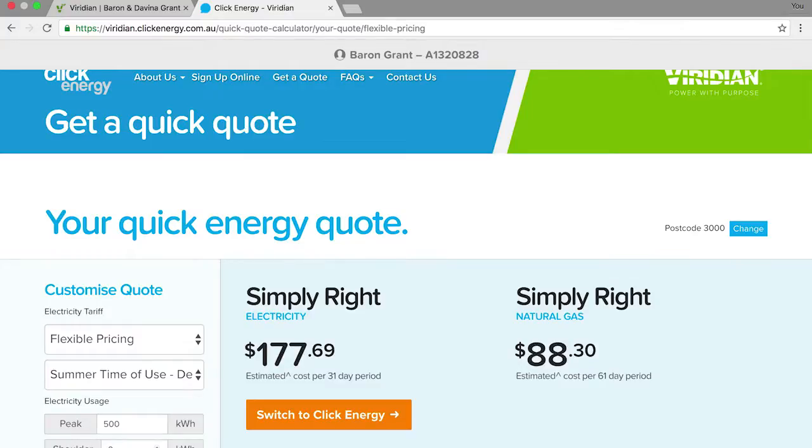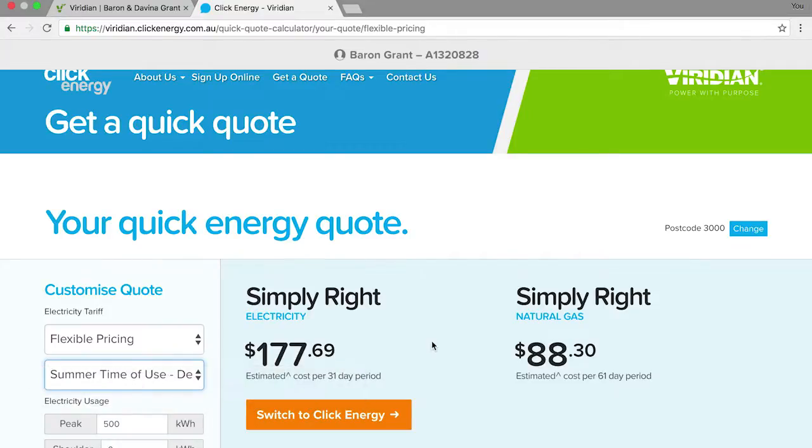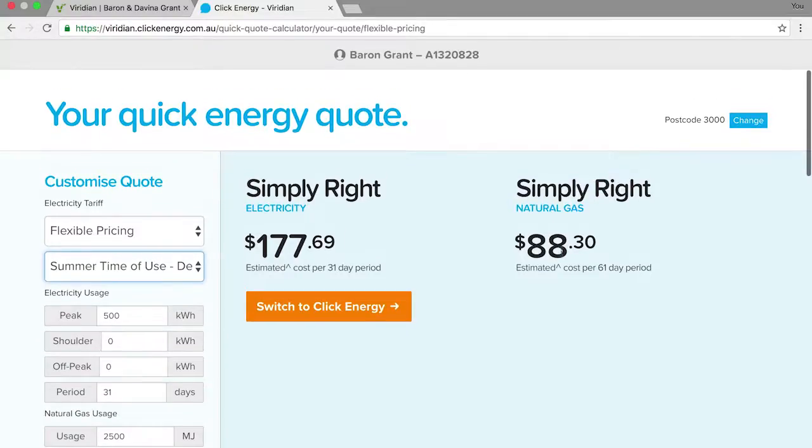If you choose flexible pricing, it will give you peak, shoulder, and off peak. And some areas, as you can see here, also have summer and winter times of rate. So it's important to identify all of that information on a bill when you are using it. So as I said, that is for Victoria.